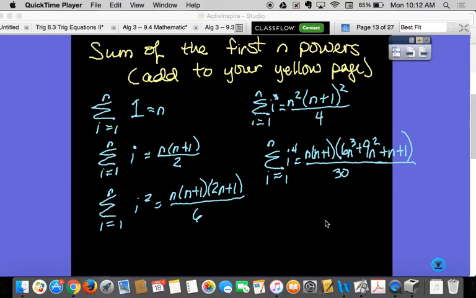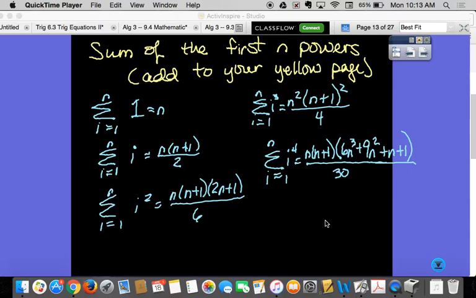I need you to add these rules right here to the bottom portion of your yellow formula sheet. So if you could pause this video and then copy these down on that sheet of paper, that would be great. You are allowed to have these, and you're going to be in a mess if you don't. So please put these on your yellow piece of paper.